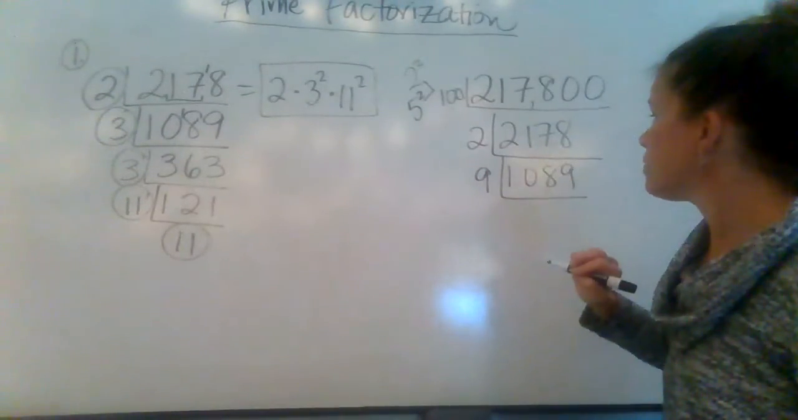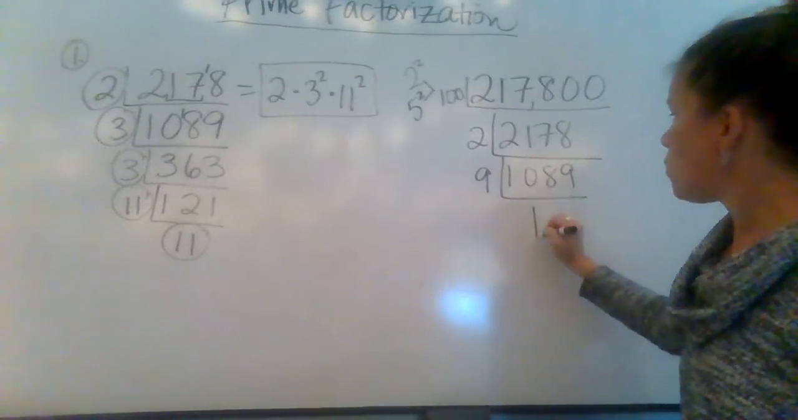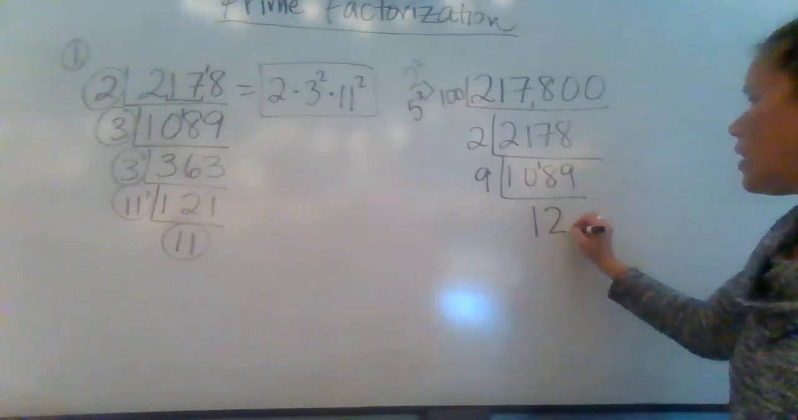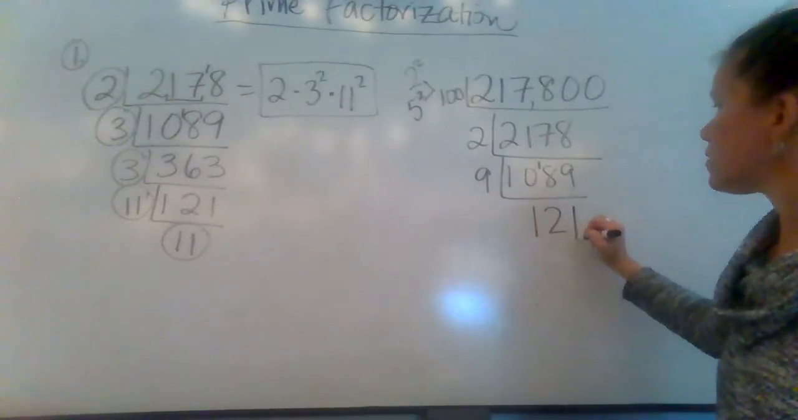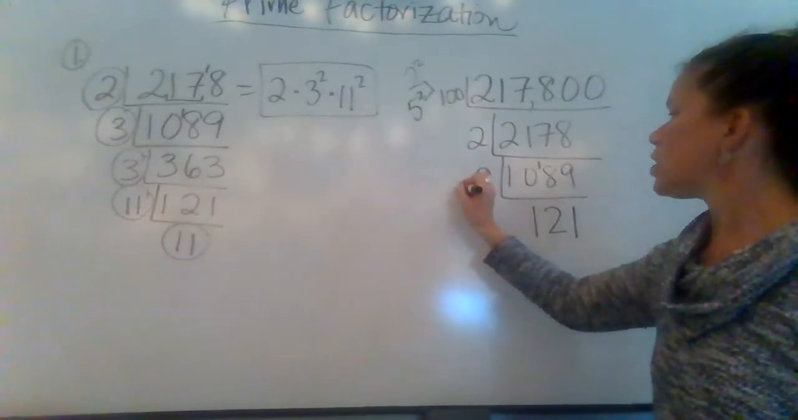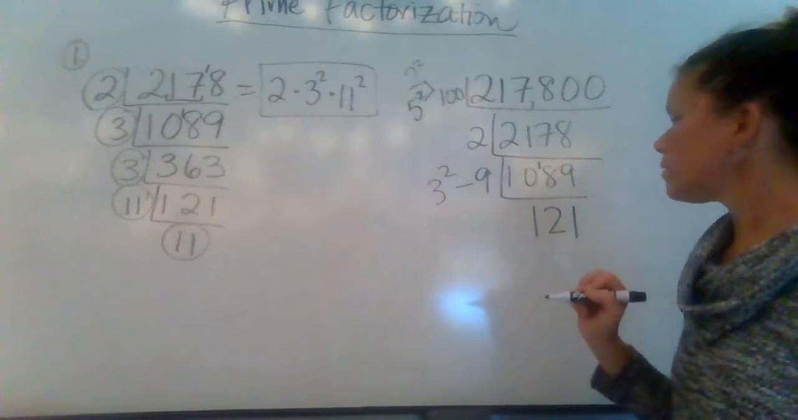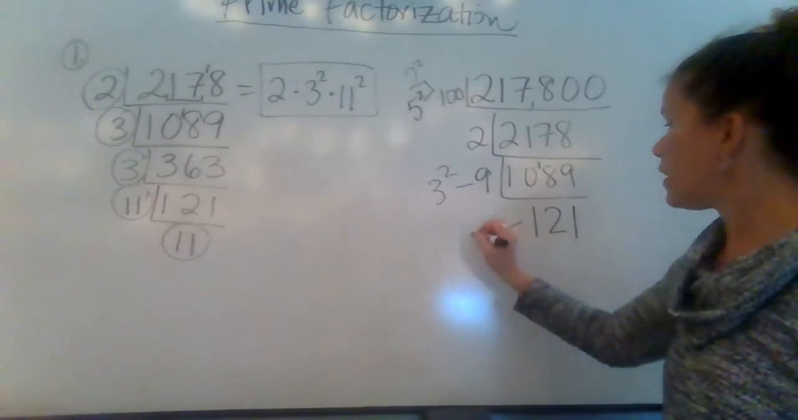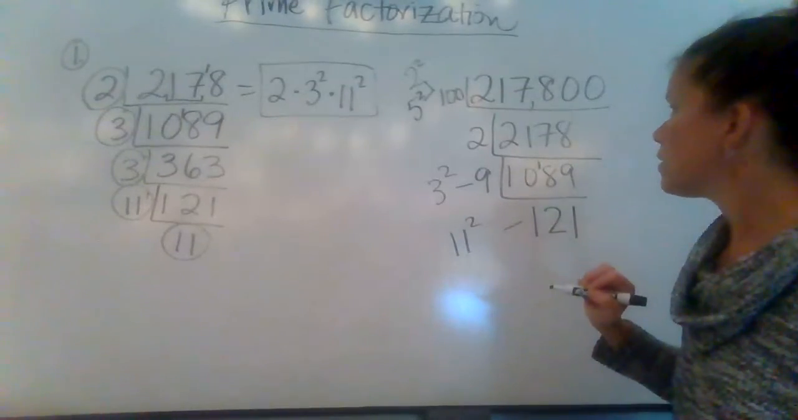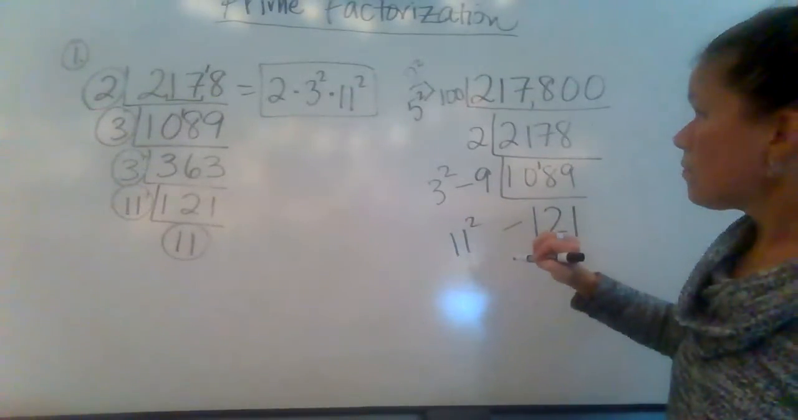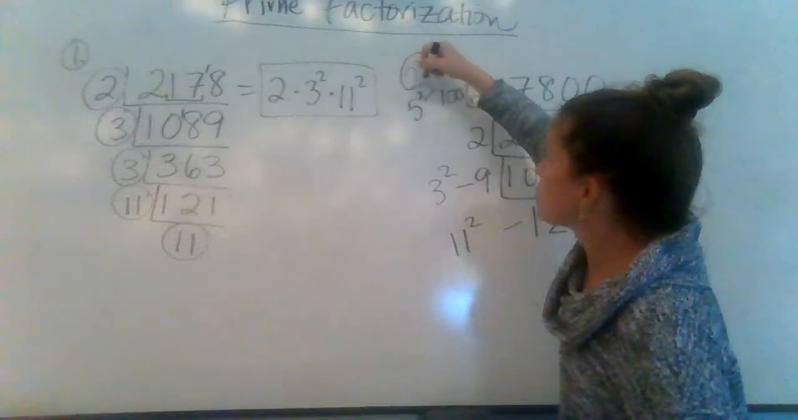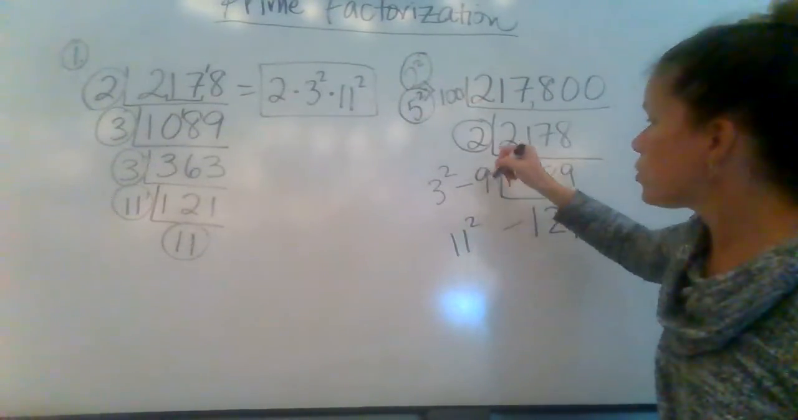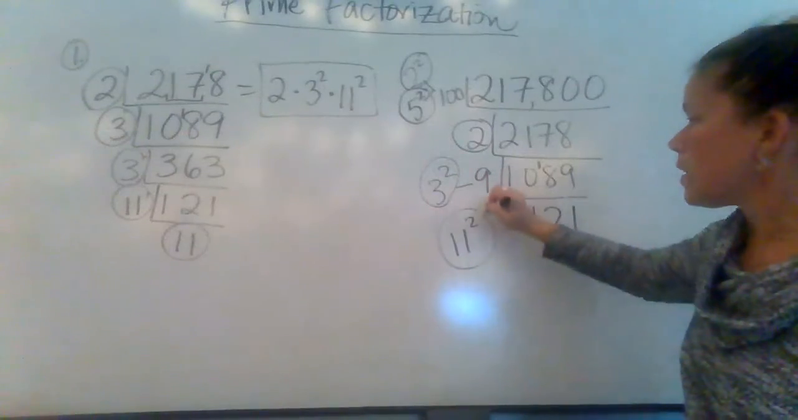Do a 9 there. 9 goes into 10 one time with a remainder of 1. 9 goes into 18 twice. 9 goes into 9 once. So this here is 3 squared. 9 equals 3 squared, and 121 I know is 11 squared. Well, if I take a look at this, I've got a 2 squared, a 5 squared, a 2, don't forget that 2, 3 squared, and 11 squared.